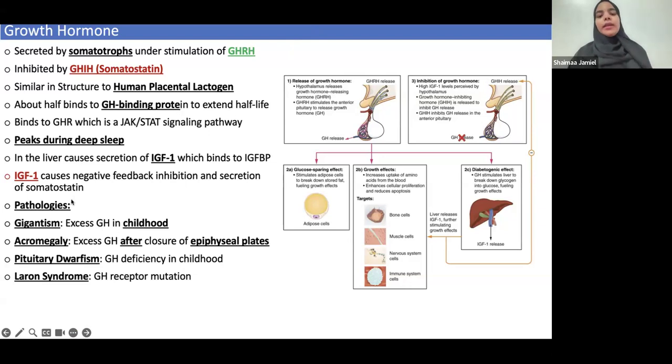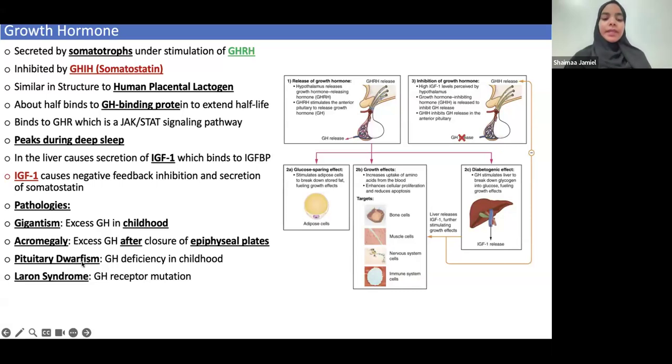For the pathologies, if you have excess growth hormone in childhood, it causes gigantism, so you're very tall. And if you have excess after your bones are already closed, so now you can't grow lengthwise, you're going to grow widthwise. They're going to have big foreheads, large hands, large feet, and so on. This is called acromegaly.